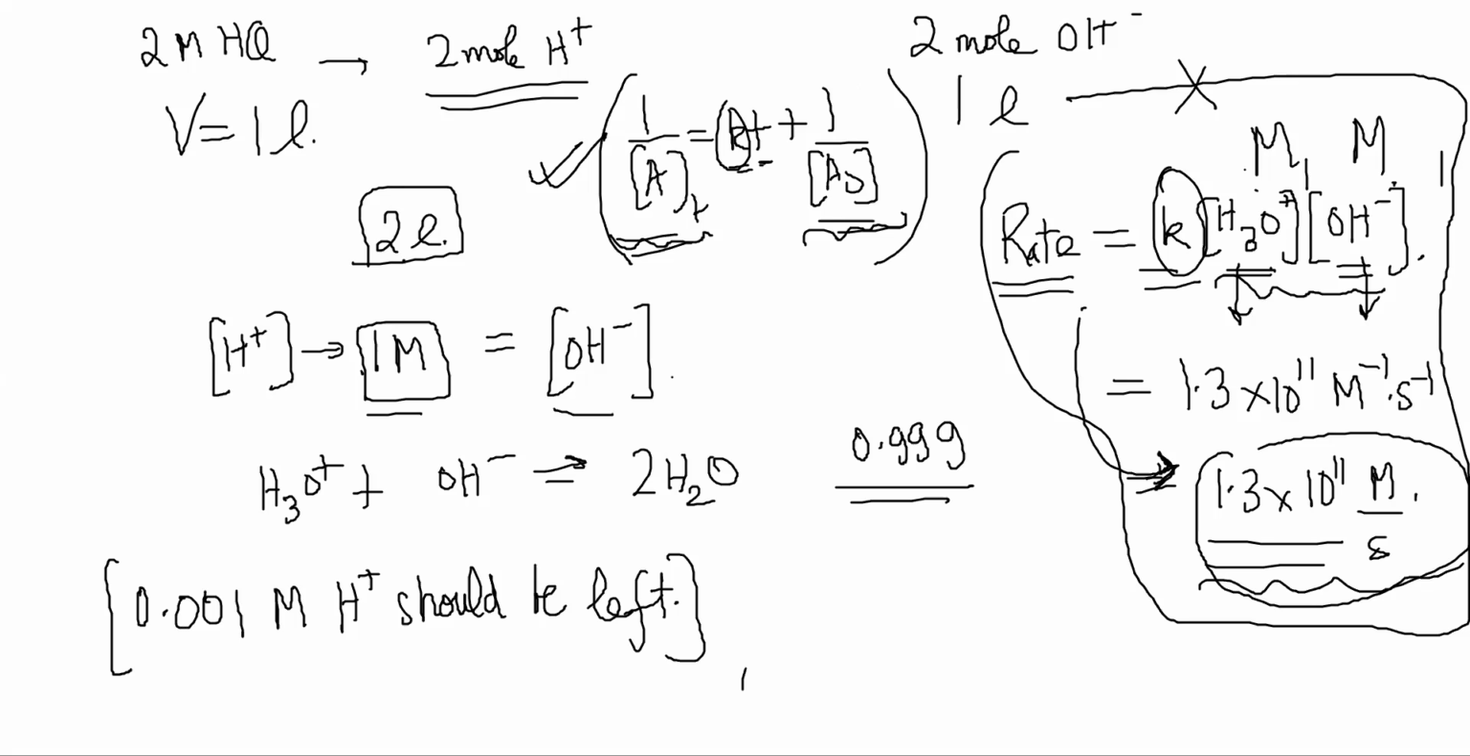Then after that, it is a second order reaction, and the formula is 1 by [A]t is equal to kt plus 1 by [A] naught. Put that formula in and you'll get the answer.